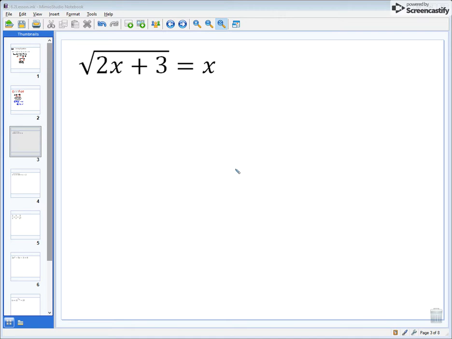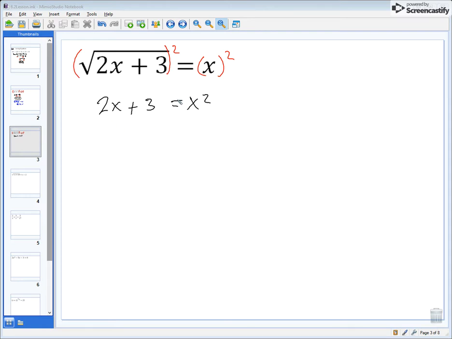Here's another example. We've got the square root of 2x plus 3, and that is equal to x. Again, we want to get rid of this square root. To do that, we're going to square both sides. The square root and the square cancel each other on the left side, so you have 2x plus 3. On the right side, you have x squared.